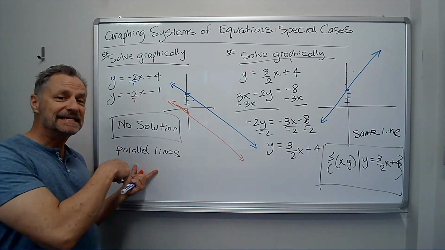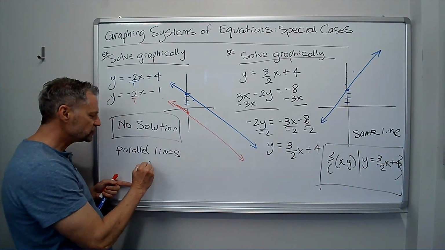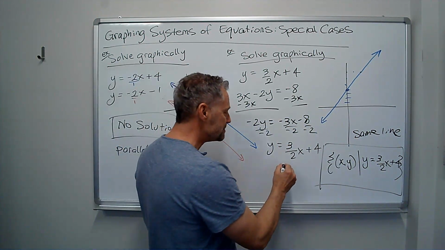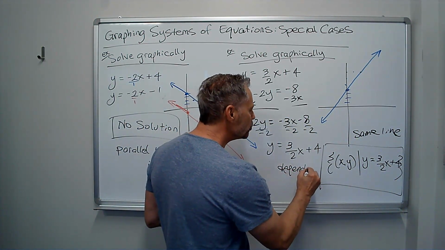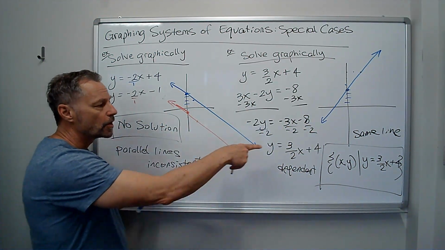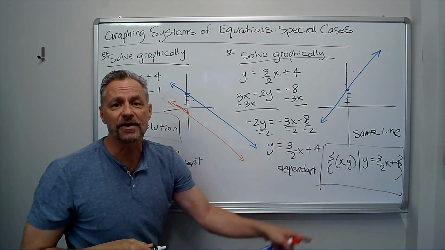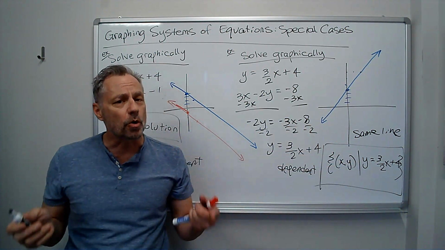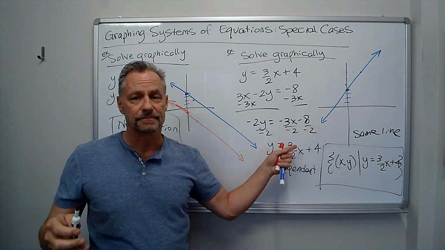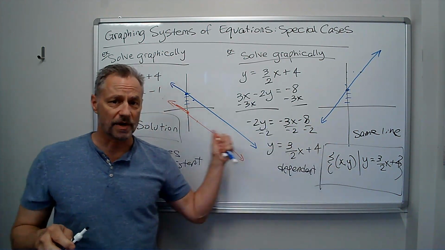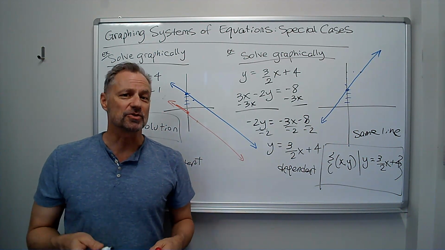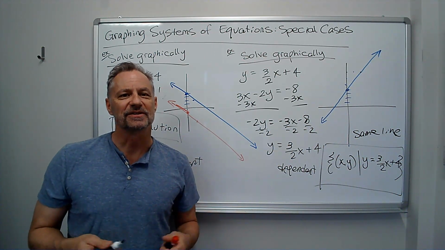This is often called inconsistent because there is no solution. And this one's often called dependent. But those are just names for it. Those are just words. The answer is no solution, or the set of all points such that, and then one of the equations. So be careful about what they're called, not the answer. The answer is what I have boxed. So be careful with those. Those are the two special cases that you'll run into when you're graphing to find solutions of systems of linear equations.